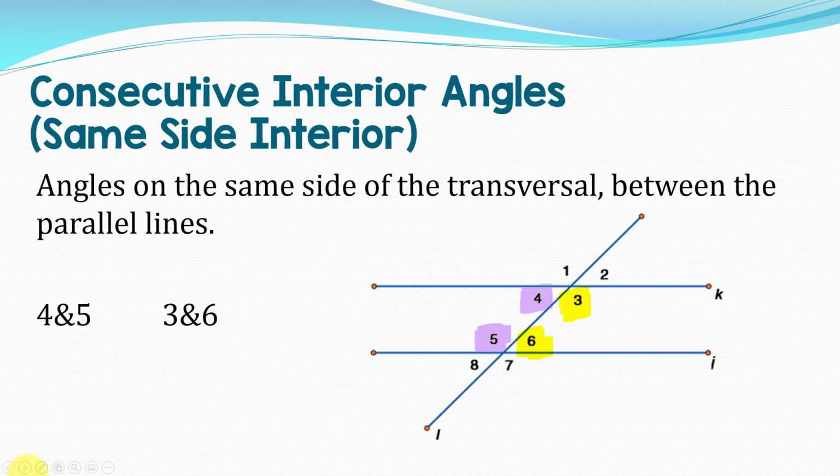Consecutive interior angles, the same side interior. So 4 and 5, they're on the same side of the transversal. Right here, they're on the same side of the transversal, and they are between the parallel lines. So 4 and 5 are consecutive interior. I usually say same side interior, and then 3 and 6 are same side interior angles.